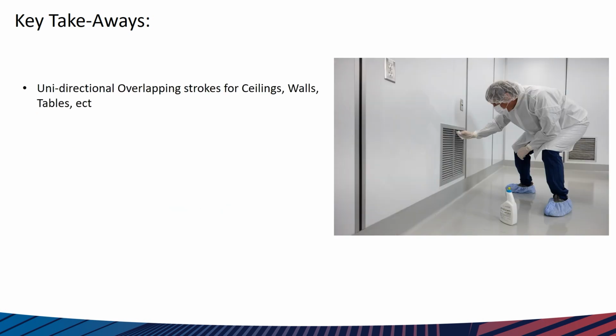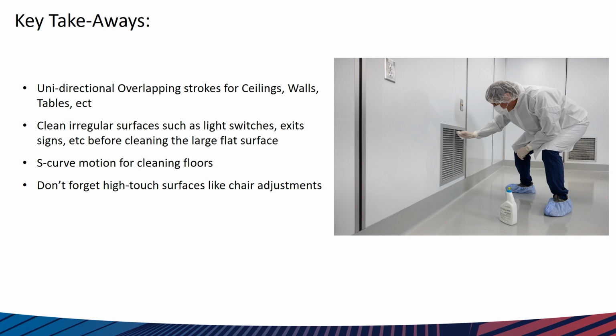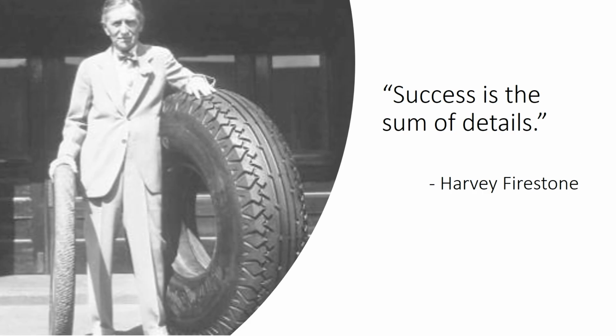On with our key takeaways, making sure we're using unidirectional overlapping strokes for our ceiling, walls, and tables. We're going to use that S motion when we're cleaning our floors. When we're going to clean walls, we want to do the small stuff first. We want to do our light switches, exit signs, anything like that. Don't forget high-touch surfaces like chair adjustments. Casters never lie.